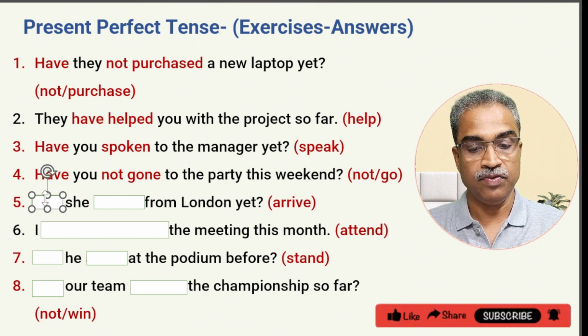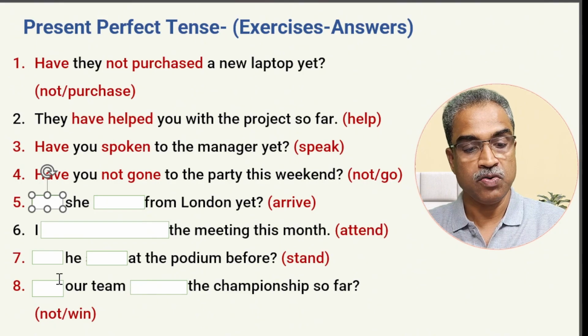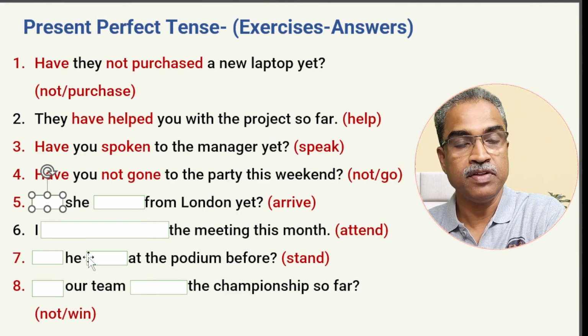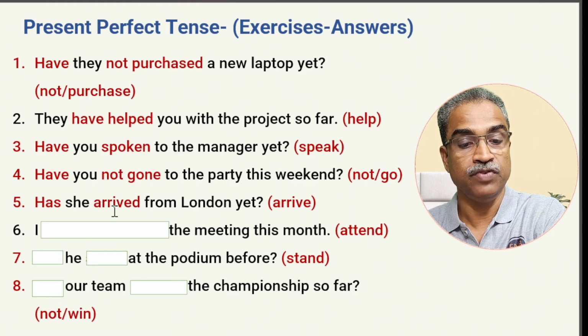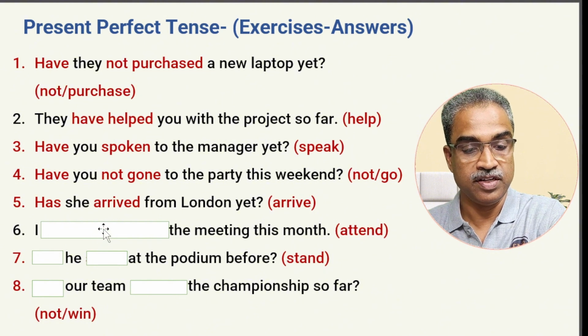Okay. Fifth one, arrive. And it's a question again. But this time the subject here is she. So how it will be? After she, which auxiliary verb in the present perfect? Has. So has she arrived, arrived, arrived? V3 form. Has she arrived from London yet? V3 form here. Past tense is also the same, but here you need to know. That is the advantage of learning tenses. Yeah.